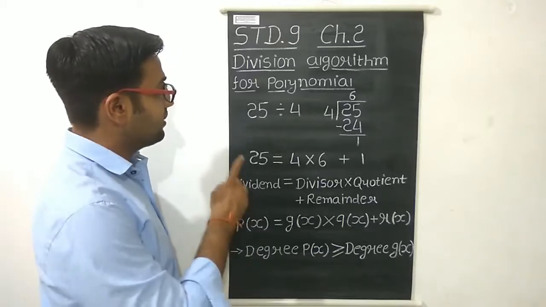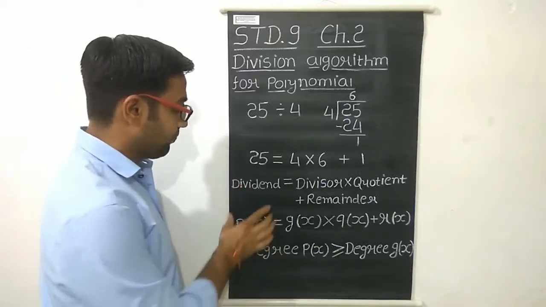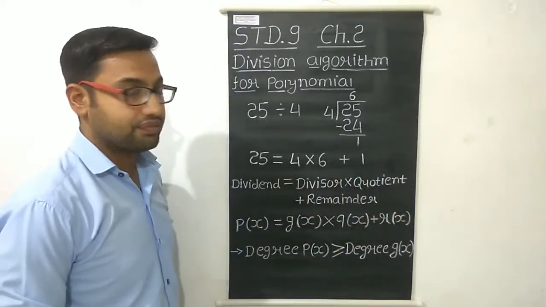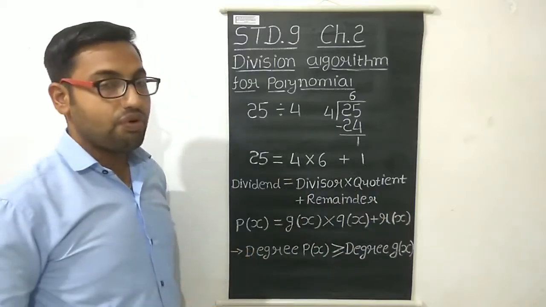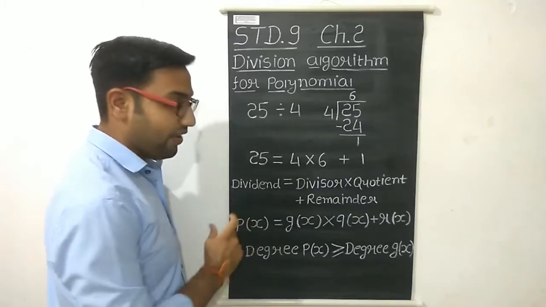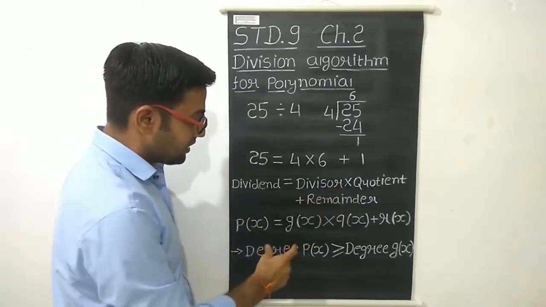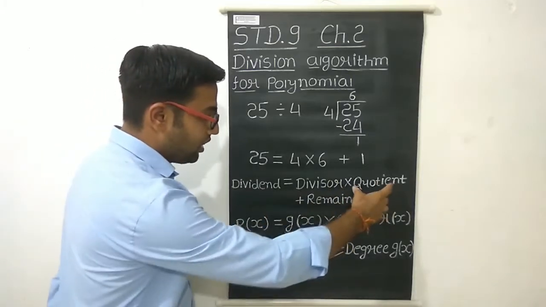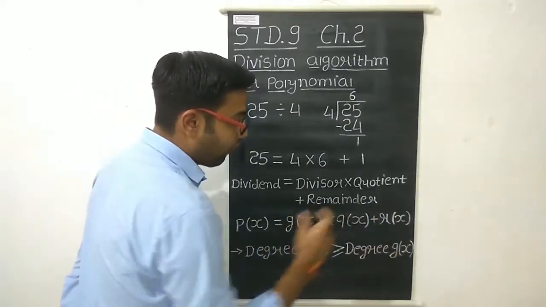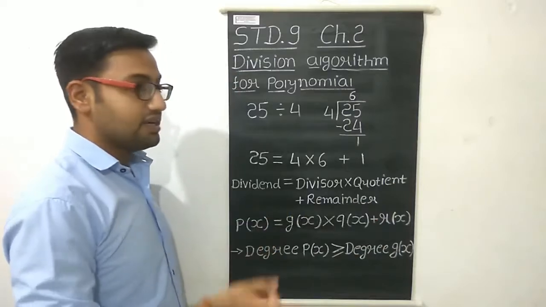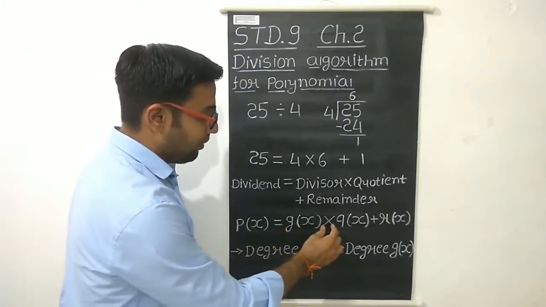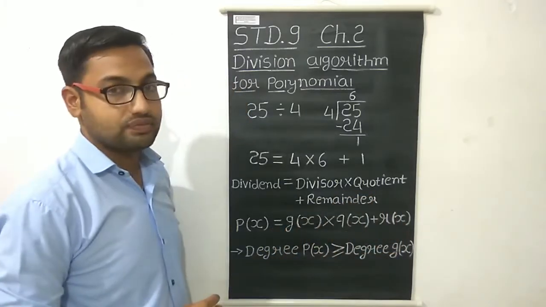So what is the division algorithm? This is the division algorithm: dividend is equal to divisor into quotient plus remainder. In the form of polynomials, we write the dividend as the polynomial p of x, divisor as the polynomial g of x, quotient as the polynomial q of x, and remainder as the polynomial r of x. So the division algorithm for polynomials will be: p of x is equal to g of x multiplied by q of x plus r of x.